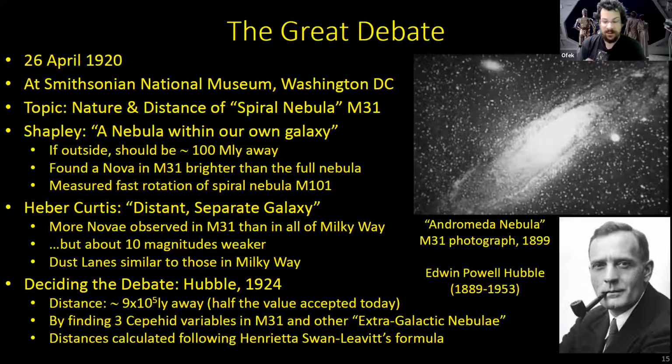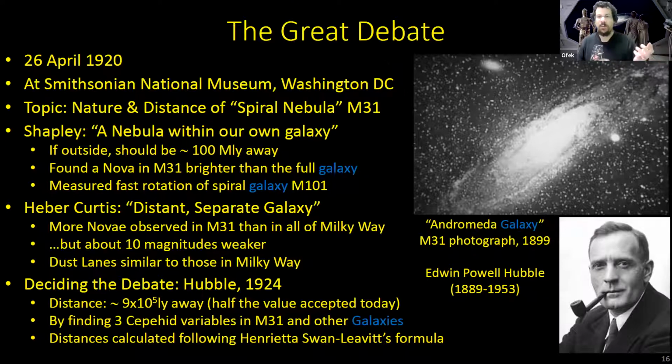He found 3 Cepheid variables in M31 and in other extragalactic nebulae, as they were known at the time, and he showed that if the galaxy is only a few 100,000, or at the time less than 100,000 light years across, then this object, about 1 million light years away, has to be a separate galaxy. And so henceforth, M31 is no longer a nebula, it's now considered a galaxy. And Hubble proved basically that there are other galaxies in the universe in addition to our own.